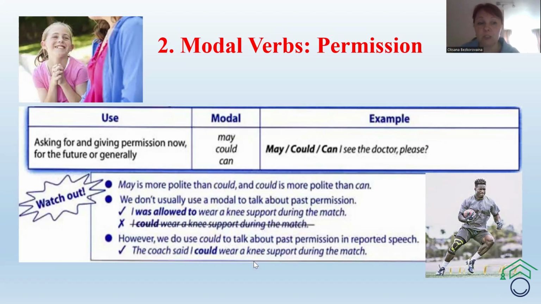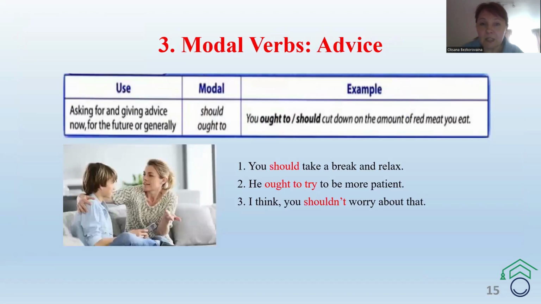I was allowed to wear a knee support. We can't say "I could wear." If we say so, we highlight my ability, yeah? Which is wrong. I was allowed. However, we do use could to talk about past permission in reported speech. The coach said I could wear any support during the match. So, in direct speech, we can't use could. In reported speech, we can use could. See? So, permission is the second meaning.